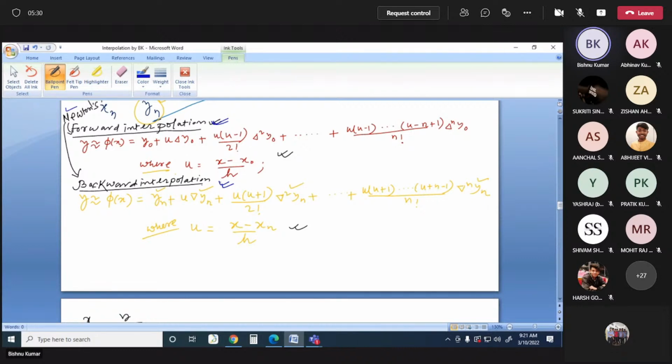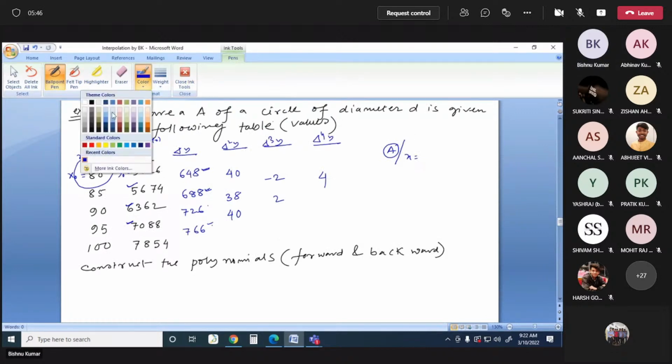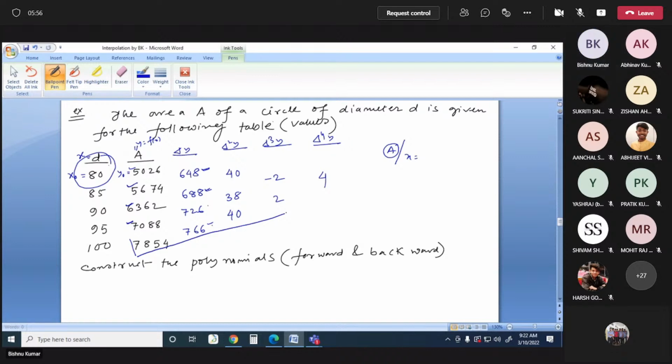Remember the formula carefully. What is backward interpolation? For backward interpolation, you have to pick up the lower diagonal elements. Lower diagonal elements means from the last value, the last differences. These values you have to consider. And for forward interpolation, you have to consider the upper diagonal elements.